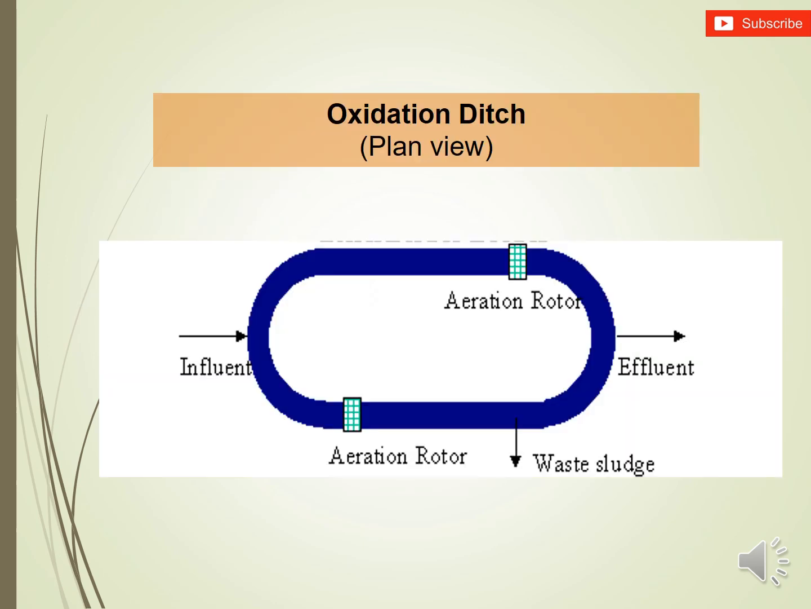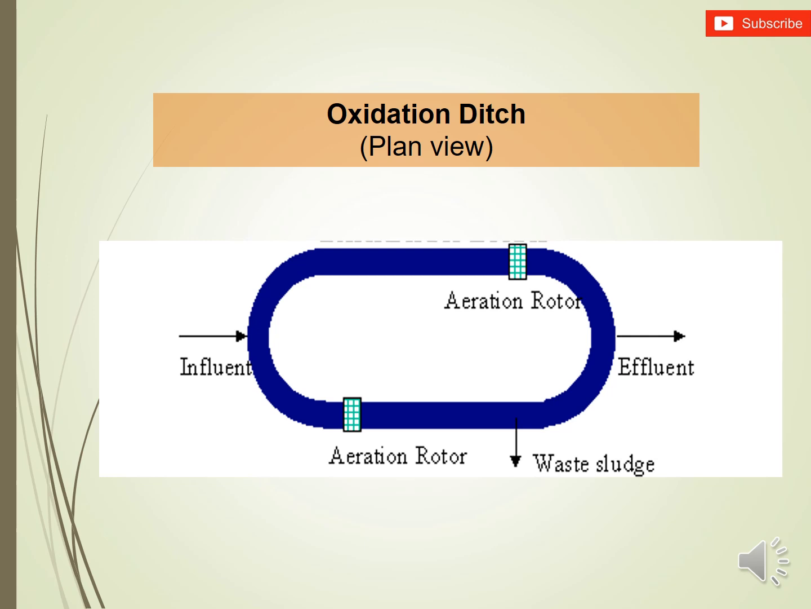Okay, now we talk about something we call oxidation ditch. As you can see in the figure, this is a plan view of the oxidation ditch. Actually, the oxidation ditch is a particular type of extended aeration process, and the aeration tank is constructed in a ditch shape, an oval shape, as you can see in the figure. The aeration tank consists of a ring-shaped channel, normally from 1 to 1.5 meter deep, and the cross section of the channel is sometimes trapezoidal or maybe rectangular.